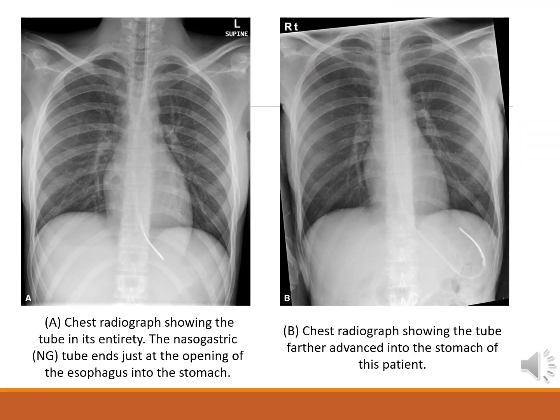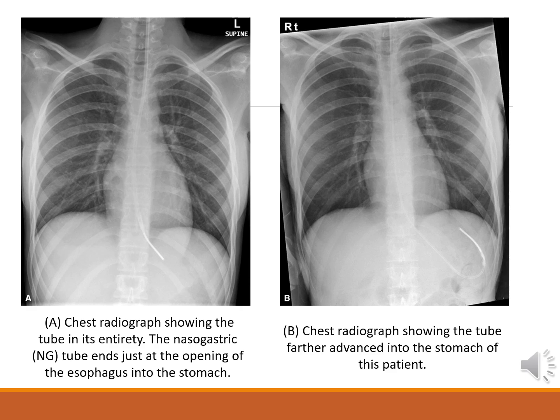If you take a look at both of these radiographs, the first radiograph, labeled radiograph A, is a chest radiograph showing tube placement in its entirety. The NG tube sits just on the left-hand side of the esophagus, as you can see, and the end of the tube extends just at the opening of where the esophagus meets the stomach. Chest radiograph B shows the tube further advanced into the stomach on this patient. So the tube goes down into the stomach and is starting to loop around.